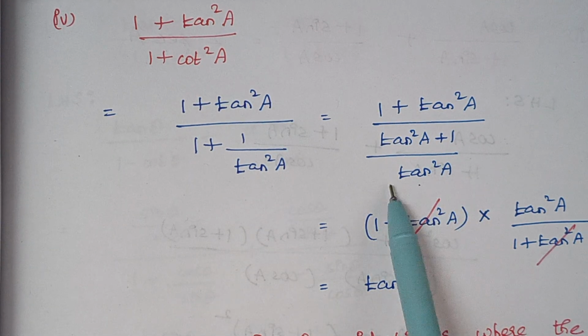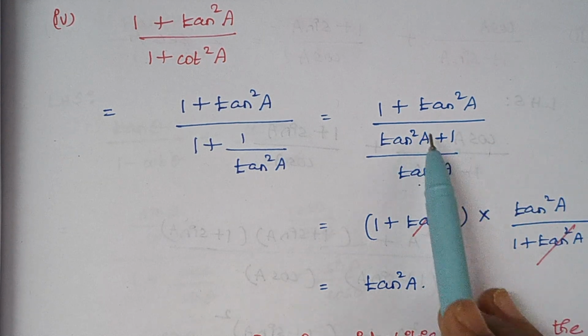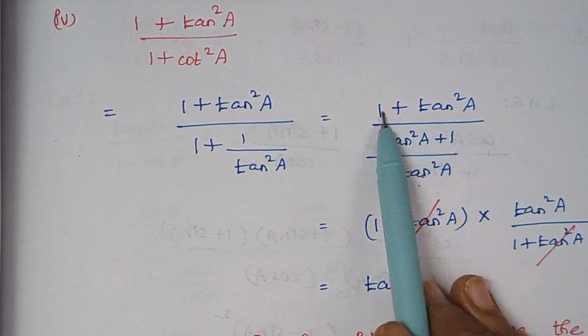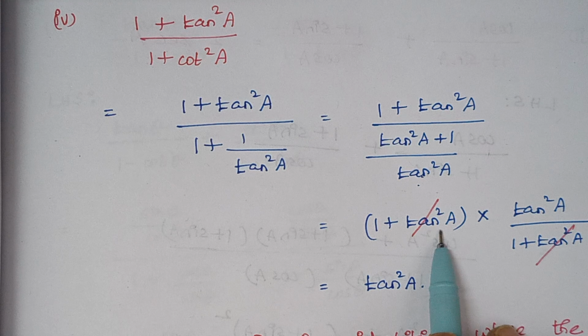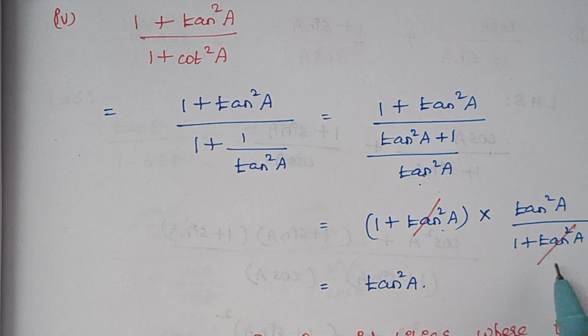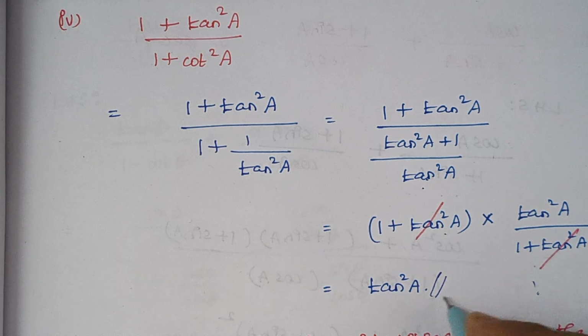Now the next step is I am bringing this denominator to the numerator part. So this term will appear as a reciprocal. Right. So write this term as such. So 1 plus tan square A multiplied by this becomes tan square A by 1 plus tan square A. So again these two terms cancel each other, and here the final answer is tan square A.